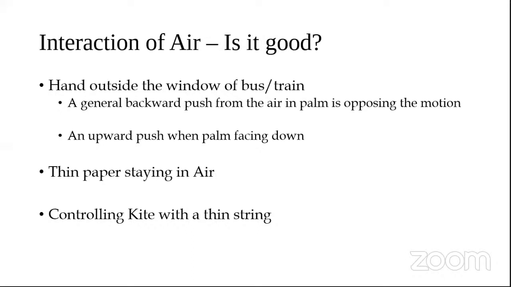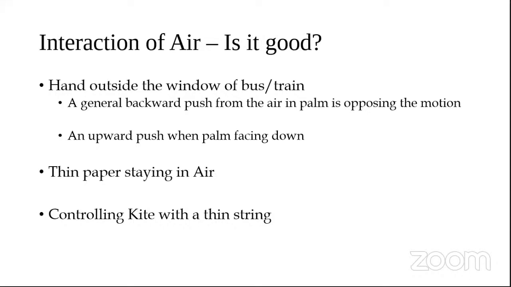Now, the second example is a thin paper, you drop it. Even if the air is not blowing, you drop it, it actually follows a certain path along which you can identify the air is moving. But it stays in the air more time. Why? And the third example, controlling a kite with a thin string. So how will you do it while you are flying a kite? You just take it a long distance. You allow the wind to actually push it more and more. And then once you feel the push is very large, you leave it.